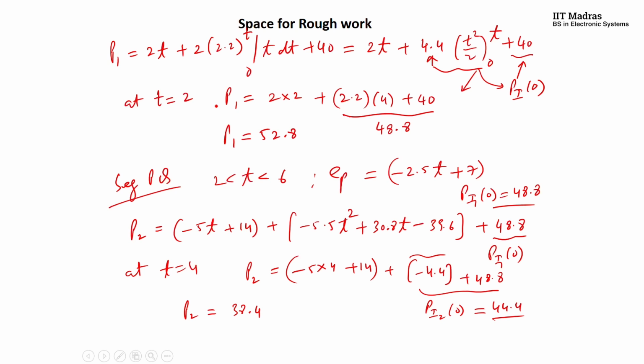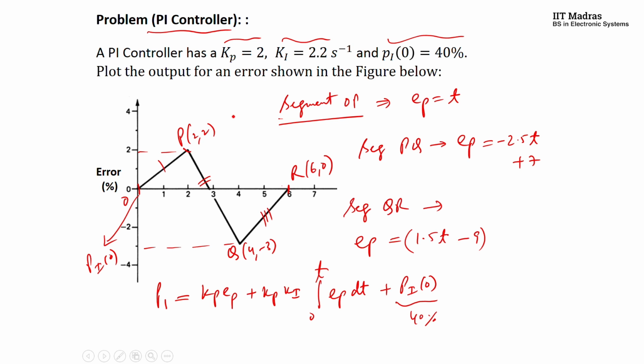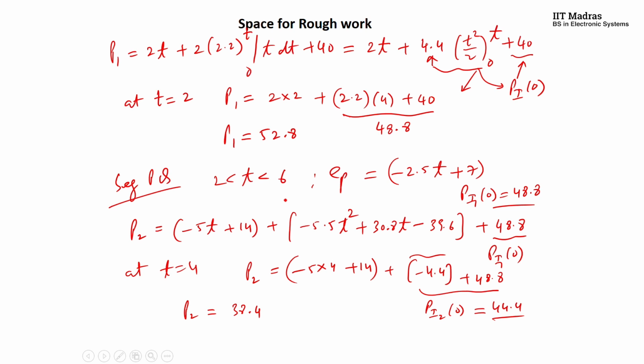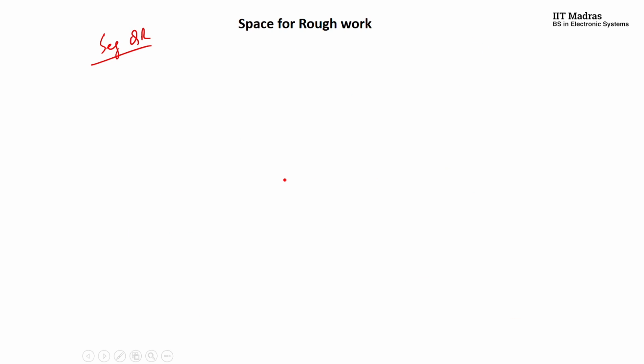Now coming to the third segment, which is segment QR. In the third segment QR, I am changing my time from 4 to 6. Let me just check previously. The second segment is from 2 to 4, so let me correct this here, 2 to 4. So for the third segment, I am changing T from 4 to 6. Now, what is the error curve here? EP is equal to 1.5T minus 9.